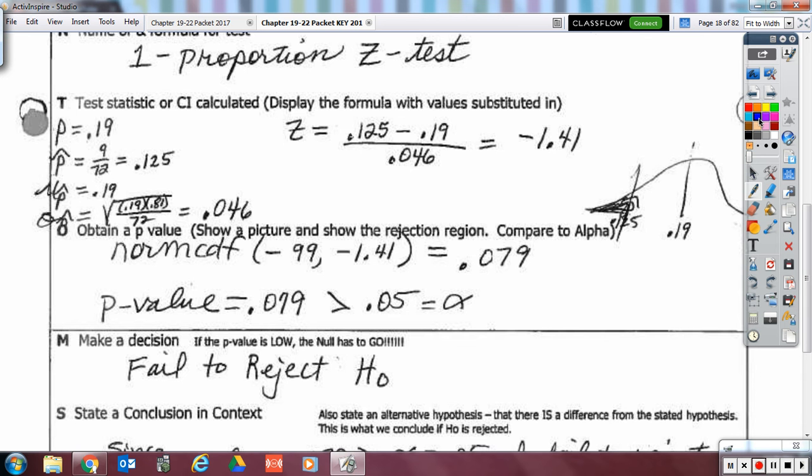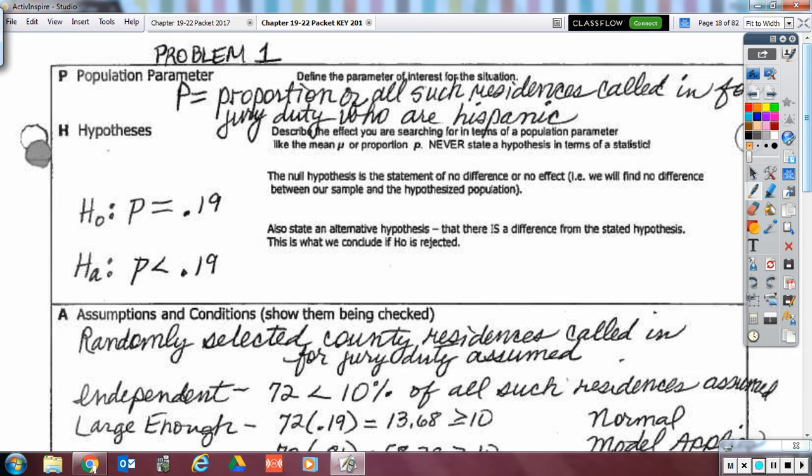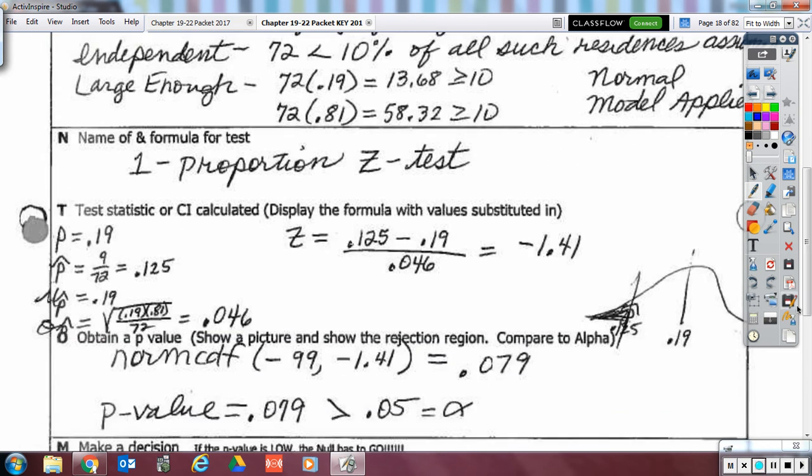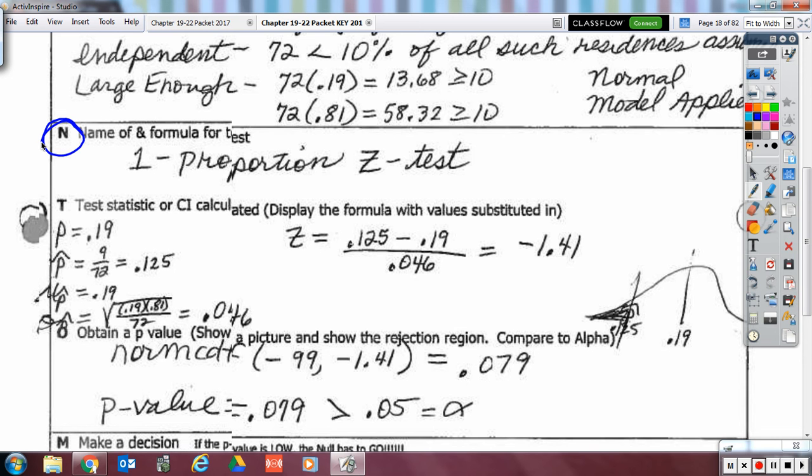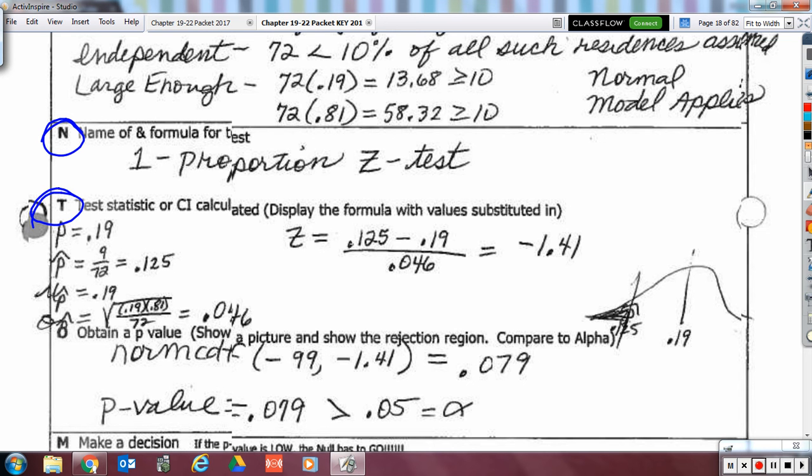So let's recall the phantoms model. P was the parameter, the proportion of whatever. H were your hypothesis statements that you learned how to do yesterday. A is those assumptions and conditions. N was the name. T is the test statistic. For us right now, that's our z-score. There are also t-scores and chi-squareds and other ones that you can get, but that's why it doesn't just say a z there. It says test statistic.